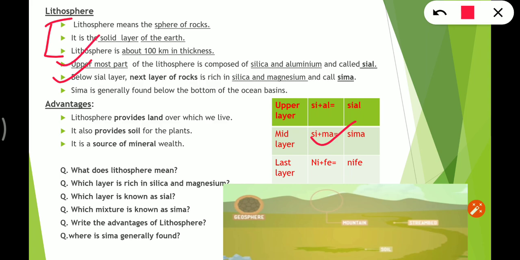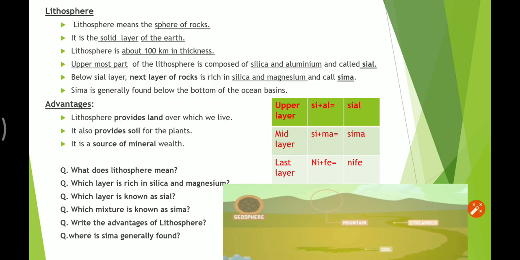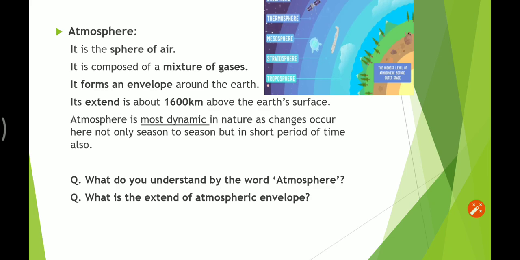Which mixture is known as sima? Silica and magnesium. The mixture of silica and magnesium is known as sima. Write the advantages of lithosphere. So advantages are here. You can write them from here. Where is sima generally found? It is found below the ocean basins. Right? Okay.